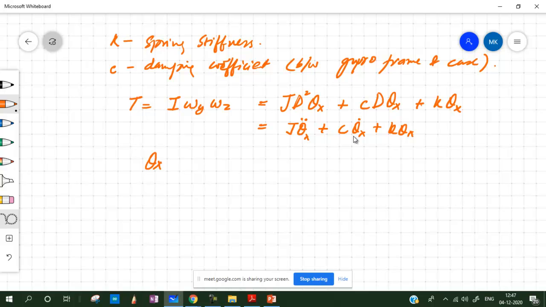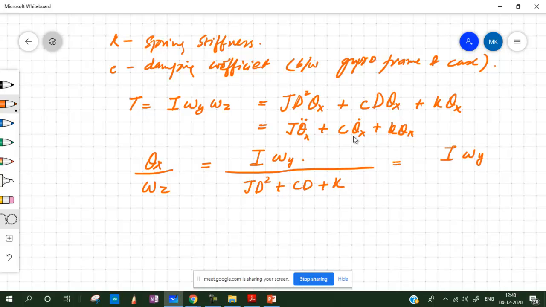If we take theta x common here, and put omega z in the denominator, we can see that it is equal to I omega y divided by... Taking theta x common on the right side, we can write this in operator form. So we have J D square plus C D plus K. This can also be put in Laplace transform form with the S variable: J S square plus C S plus K.